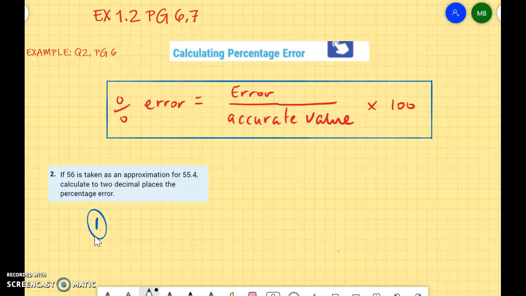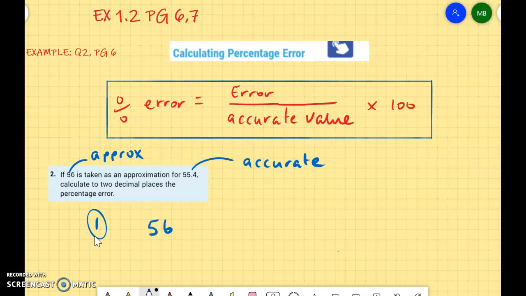So if we look at question 2 here on page 6 as an example, you can see that 56 is taken to be an approximation for 55.4. So 56 is your approximation, and 55.4 is your accurate value. So what you need to do is find the difference between these two.